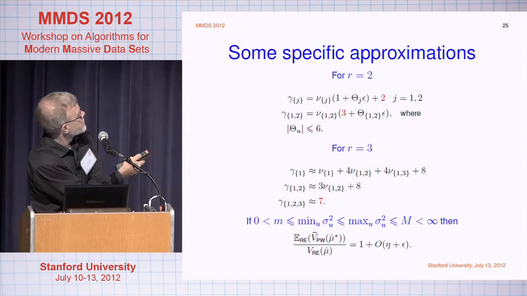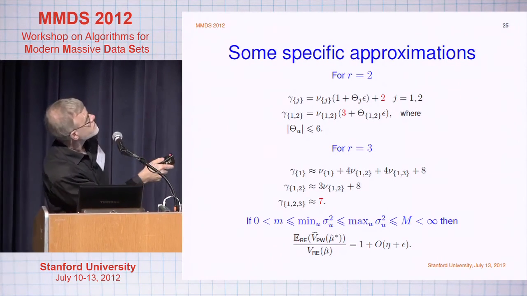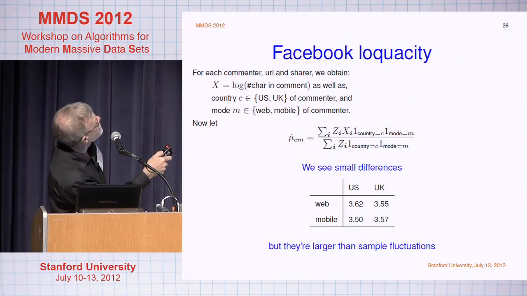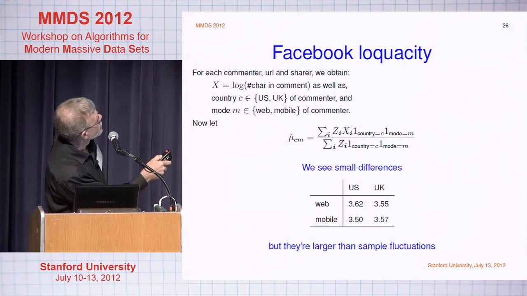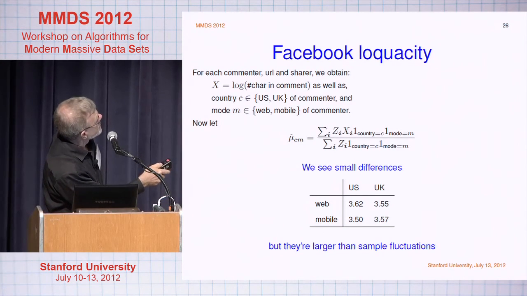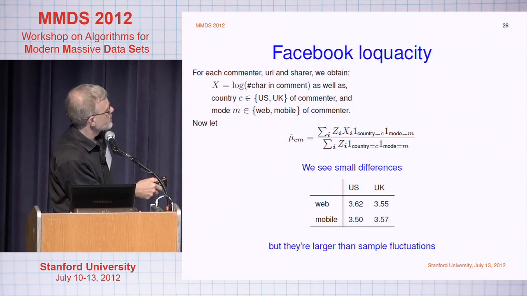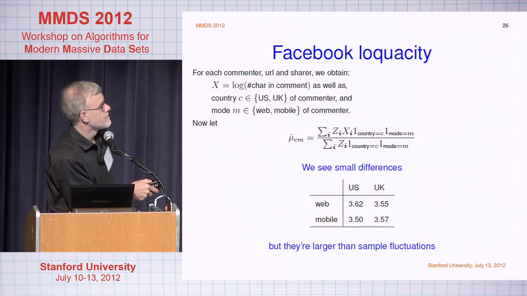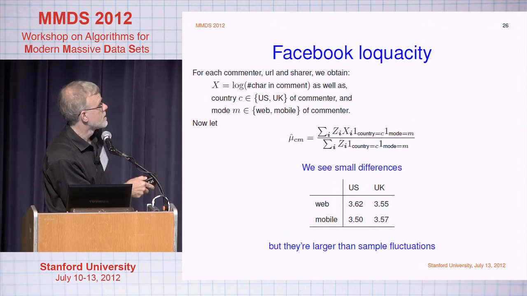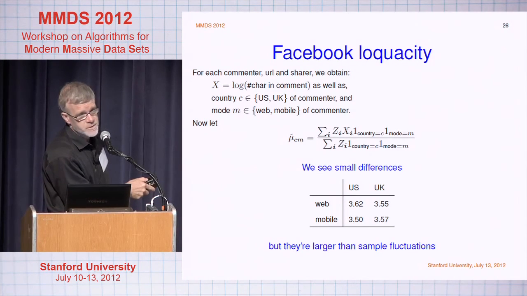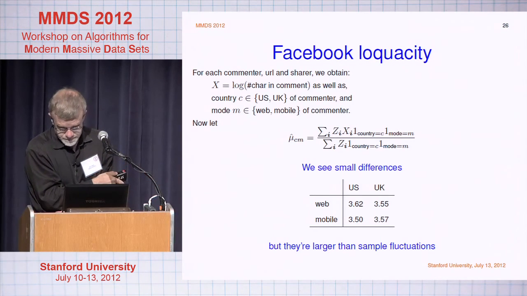Okay, I'll skip these. They're best read in the comfort of your own office. Now let's look at the Facebook data. In the Facebook data, we broke it down by whether it was US or UK. We also looked at whether it was made on the web or made on a mobile device. And here's what we found. On mobile devices, the people in the UK actually make longer comments than the people in the US. If you look on their web forums, the people in the US are actually more loquacious than the people in the UK. These are pretty small differences, but they're statistically significant.